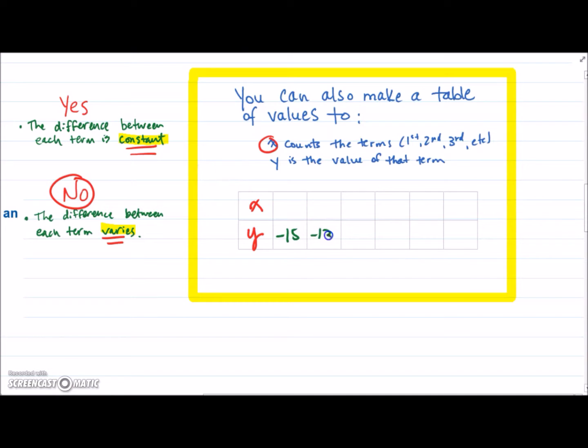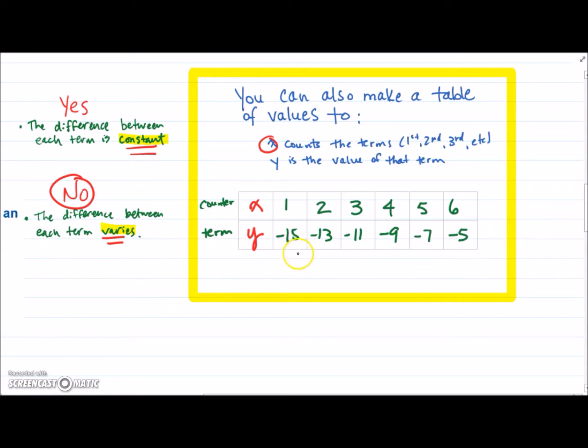-15, -13, -11, -9. And I think you agree you could tell me what comes next. Go ahead and fill in the last 2 squares. We said we're adding 2 each time, so that would be -7 and then -5. For these sequences, X is just a counter. The first term is -15. The second term is -13. The third term is -11. Fourth, fifth, sixth. So that's how the table works. We have the counter, and then the actual term itself.